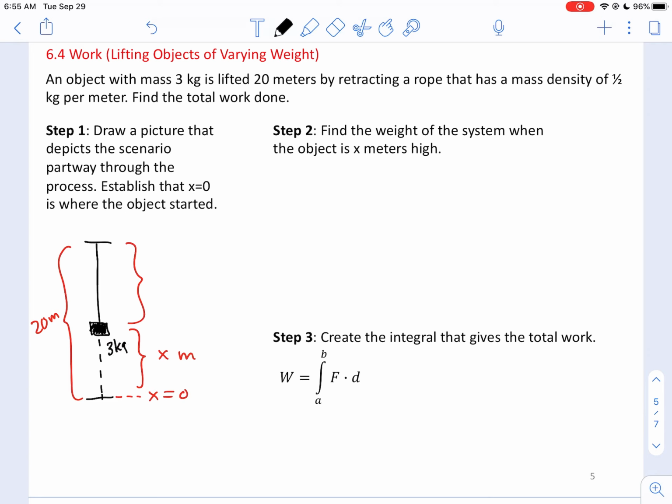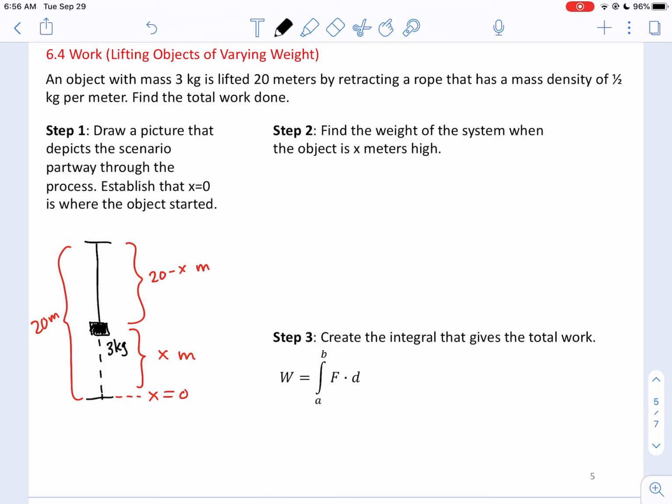Its mass is 3 kilograms. Okay, so we've lifted the object x meters, where x will vary. We have to know how much rope we're currently holding, and we're holding 20 minus x meters of rope. Step 2 is going to be find the weight of the system when the object is x meters high.